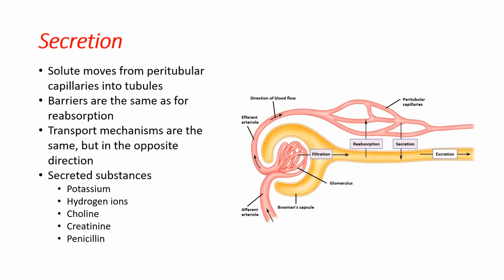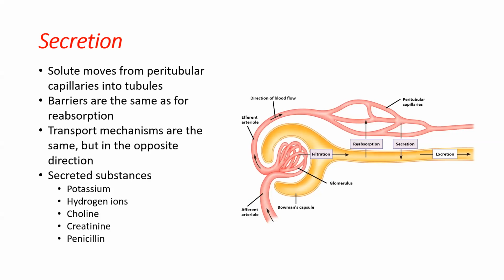Okay, now the transport mechanisms are for the most part the same, but they're happening in the opposite direction. So the barriers are going to be the same. It's going to be the endothelial cell, the peritubular space, the epithelial cell. Those barriers are going to be the exact same, but the direction of movement is going to be the opposite.